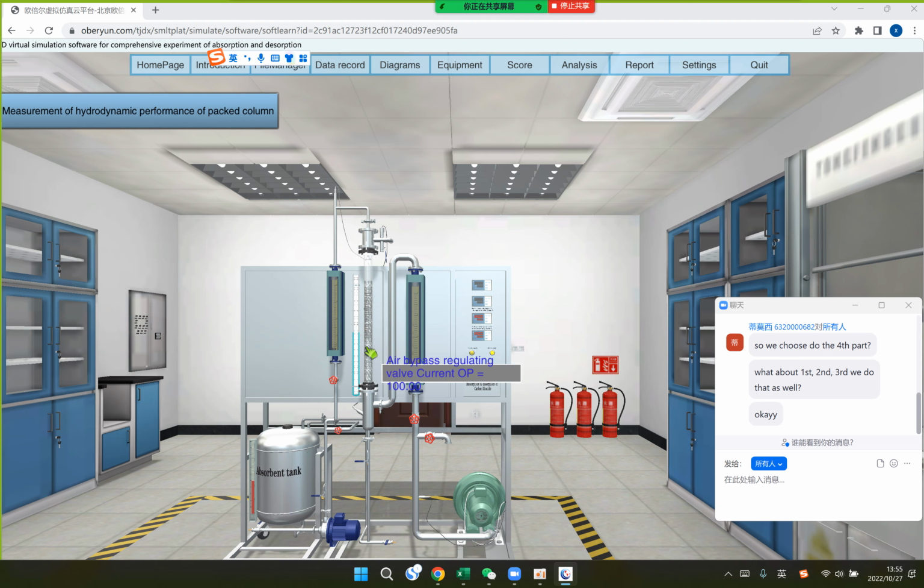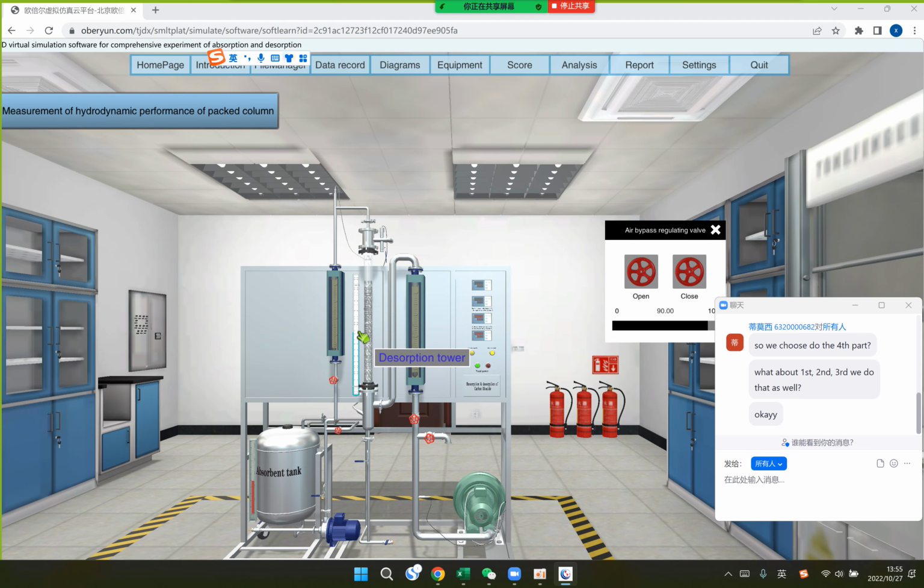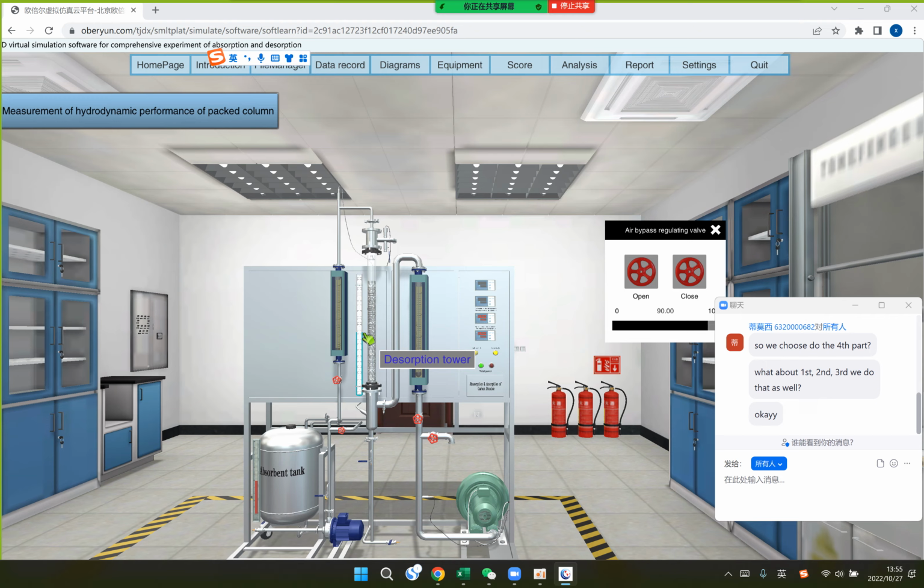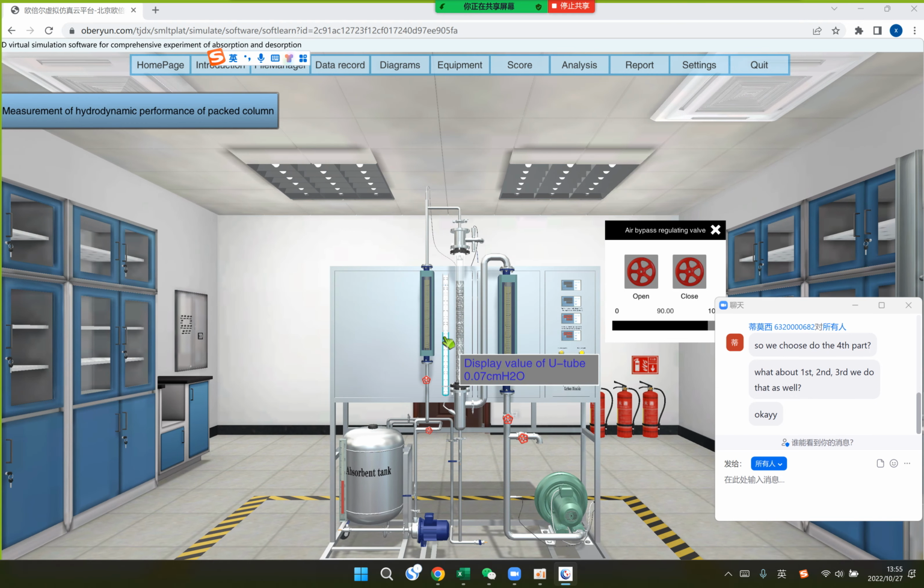So now we simply close it a little to find if the U-tube meter changes or not. As you may see here, the display value for the U tube is 0.07 centimeter H2O. So the liquid contained in the U-tube meter is water actually. And for the airflow rate, here is 4 Nm³ per hour.